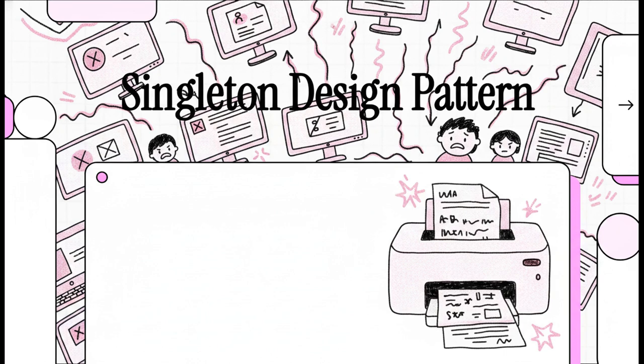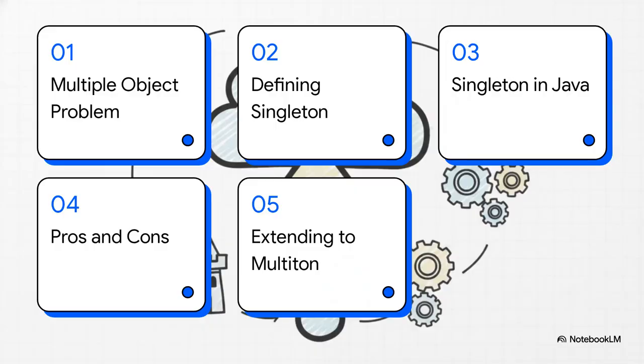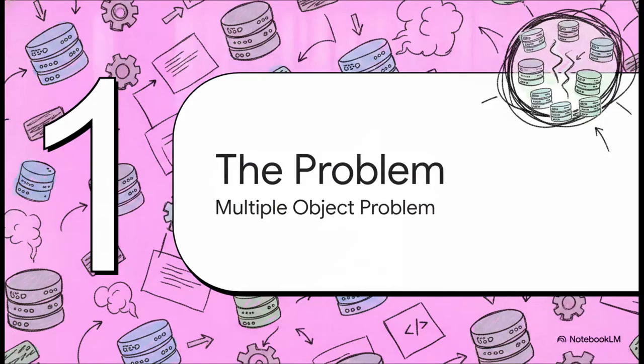That exact scenario is why we're diving into the Singleton Design Pattern today. It is a brilliant architectural fix for creating one, and strictly only one, object. We're going to move fast, so here is our roadmap. 1. The multiple object problem. 2. Defining the Singleton pattern. 3. Writing Singleton in Java. 4. Pros, cons, and trade-offs. And 5. Extending to the Multiton. Let's get into it. Section 1.